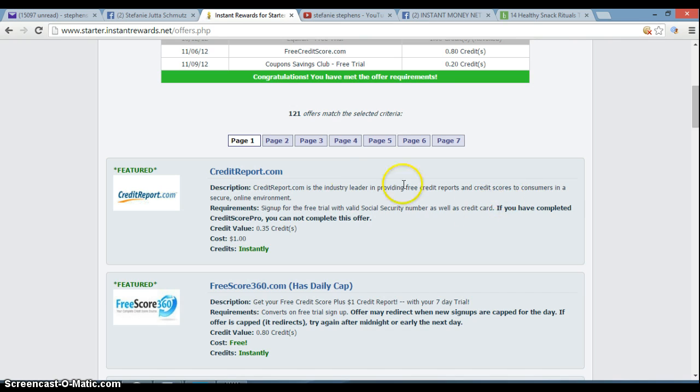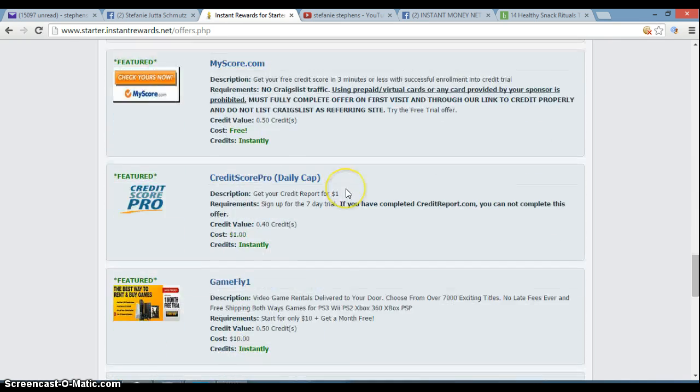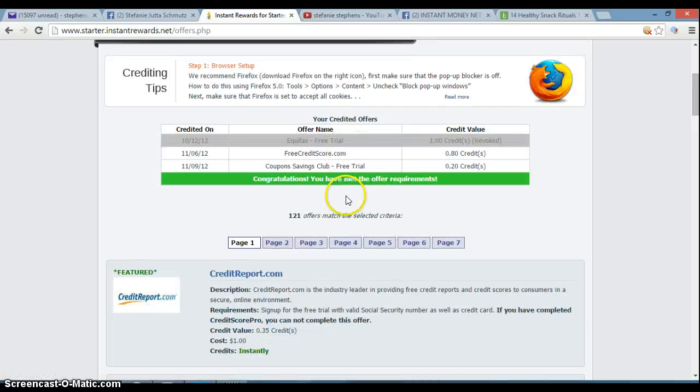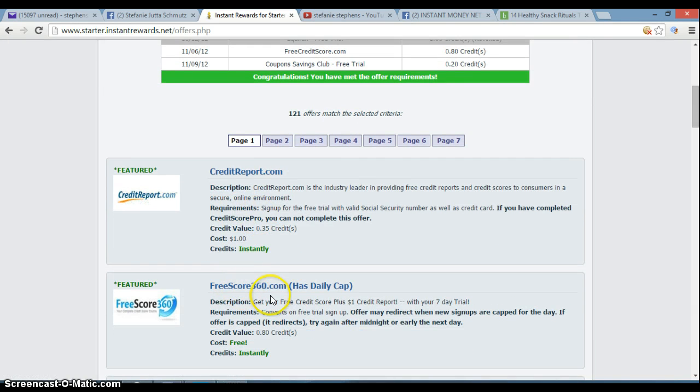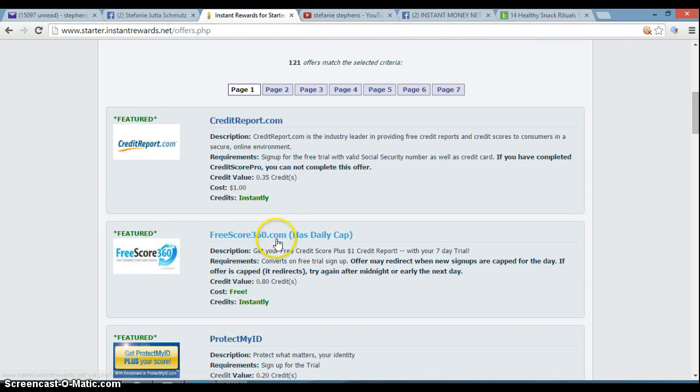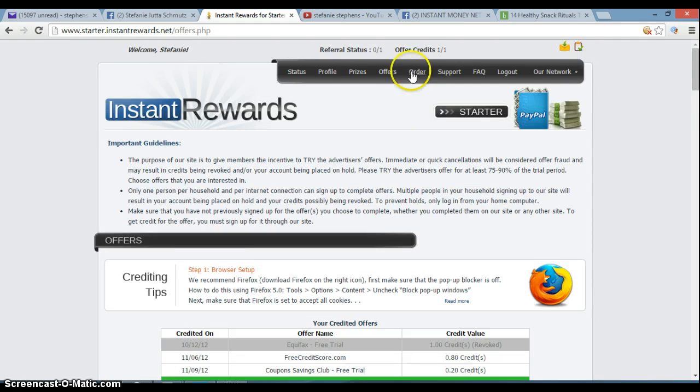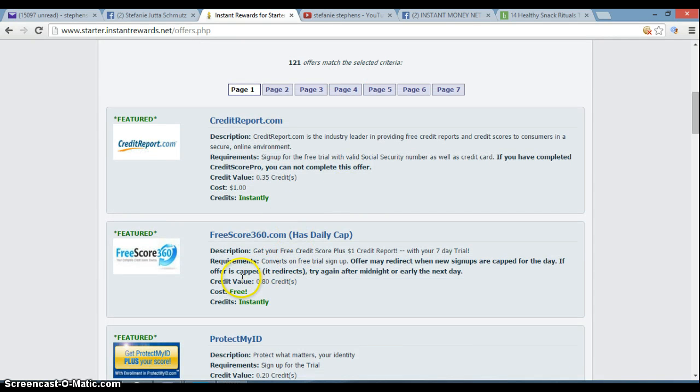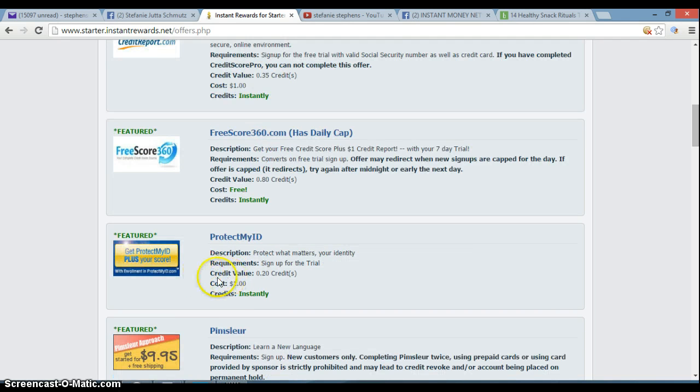Okay, so here you can see there are different offers. Let me slow down a little bit. So that's like credit report, free score. And as you can see, they give you certain credits. Here, free score gives you a 0.8 credit. It's a free trial, and the credit will apply instantly. So in order to get your 1.0 credit on that page, you might want to do two offers. I always look for the best credit money-wise. I'm not a fan of too many low credit offers, to tell you the truth, because you have to remember to cancel them.